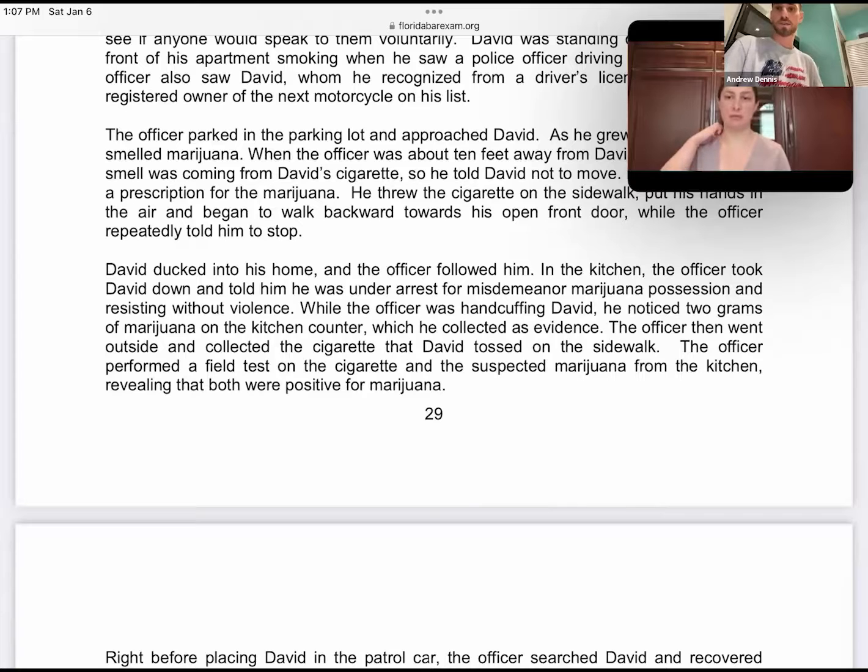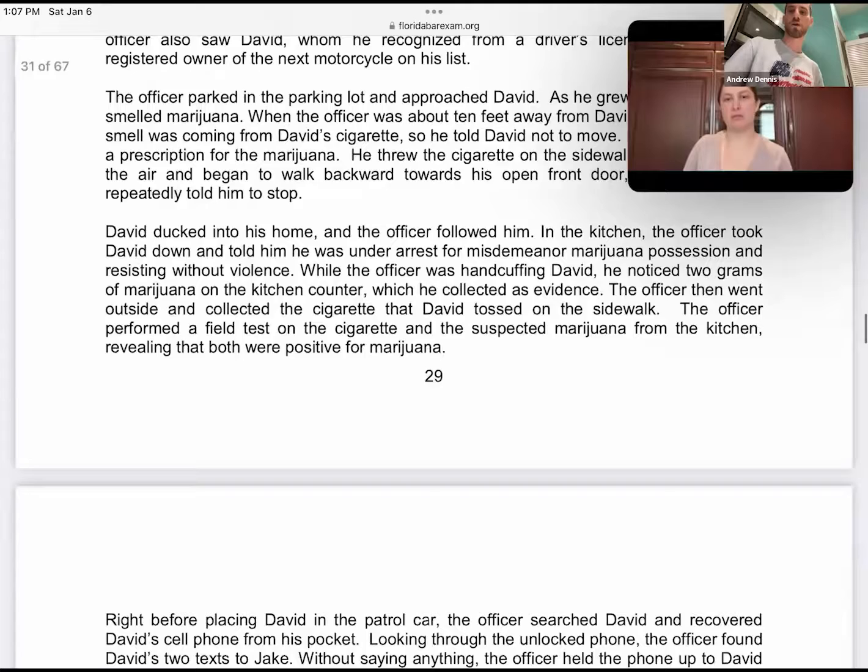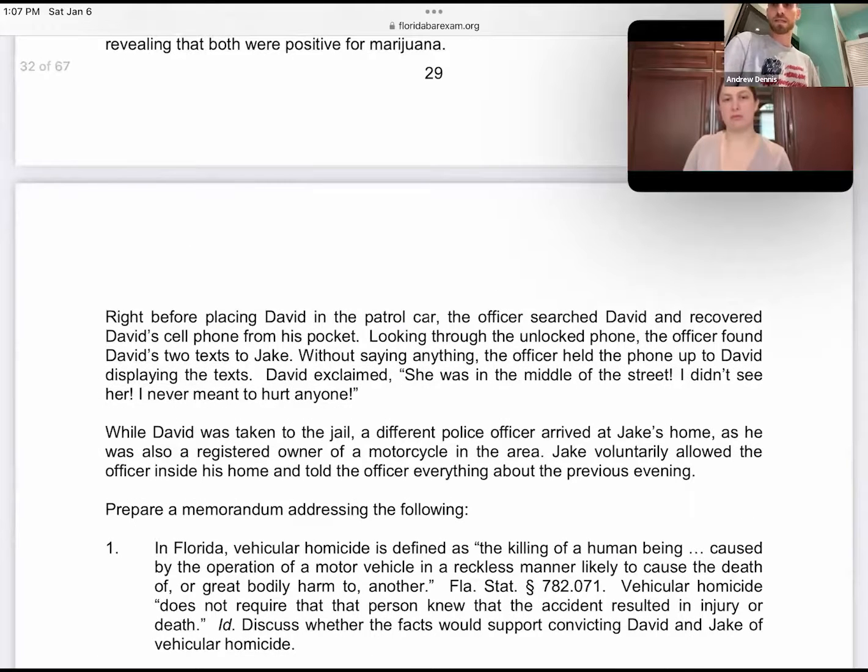The officer then went outside and collected the cigarette that Dave tossed on the sidewalk. The officer performed a field test, and what do you know? It was marijuana. Right before placing David in the patrol car, he searched David and recovered David's cell phone from his pocket. Looking through the unlocked phone, he found David's 2 texts from Jake.